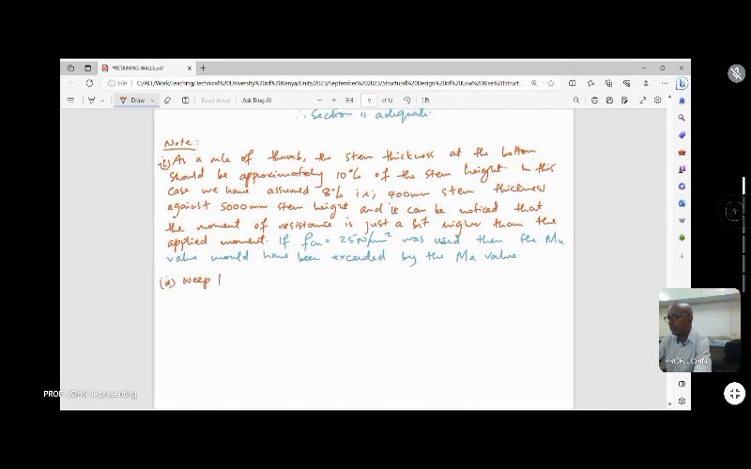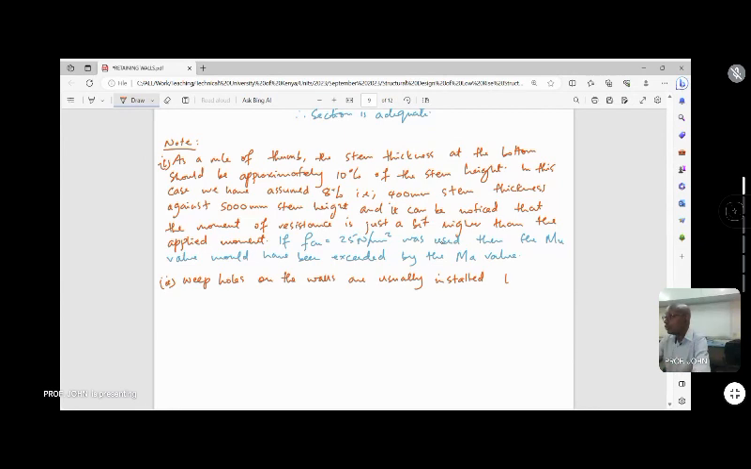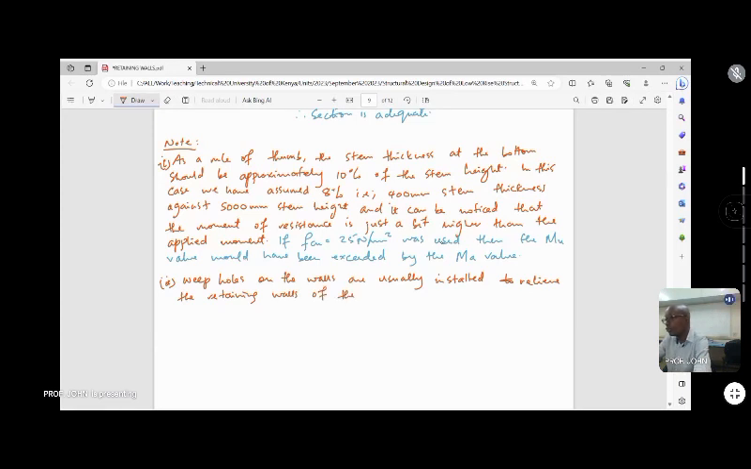Weep holes on the walls are usually installed to relieve the retaining walls of the pressure due to water.